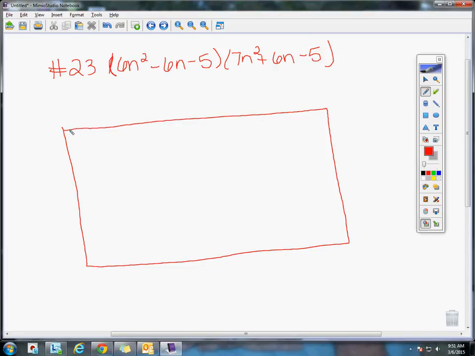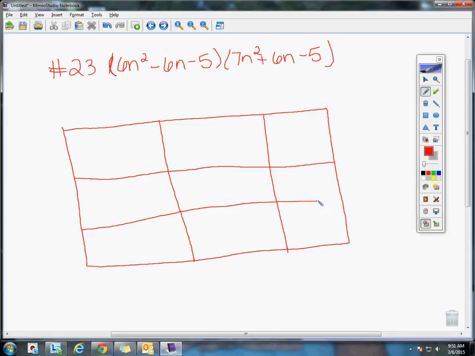Okay, so you're going to want to split this up into thirds, and excuse my horrible lines. And then you're going to want to do this in thirds. Okay, so you would have 6n squared minus 6n minus 5. And you would have 7n squared plus 6n minus 5. Alright, so you're going to do the same thing, multiply it all out, combine your like terms to get your final answer.